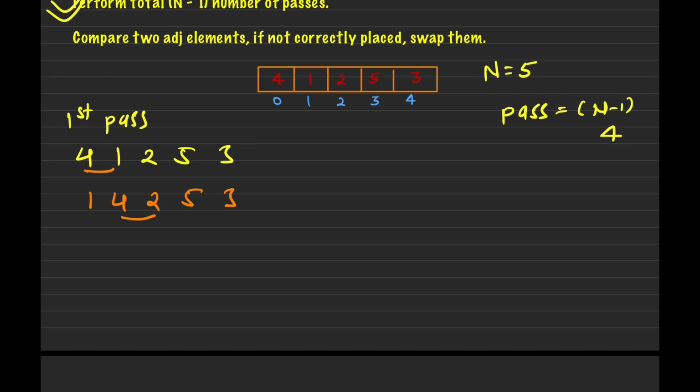Are they placed in the correct position? No. Then simply swap it. 1, 2, 4, 5 and 3. Now check this. Are these placed in the correct position? Yes. So we don't need to swap them. So it will remain as it is, 1, 2, 4, 5 and 3.